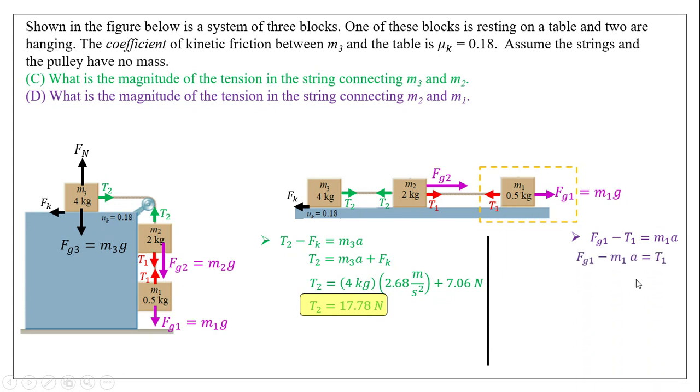Okay, so focus on what you're being asked to find. I was asked to find T1 in part D, so I want to use this particular algebra maneuver. I want to solve for T1 first, and then F of G1 is just by definition M1 times G, and then M1 and A just gets carried down.